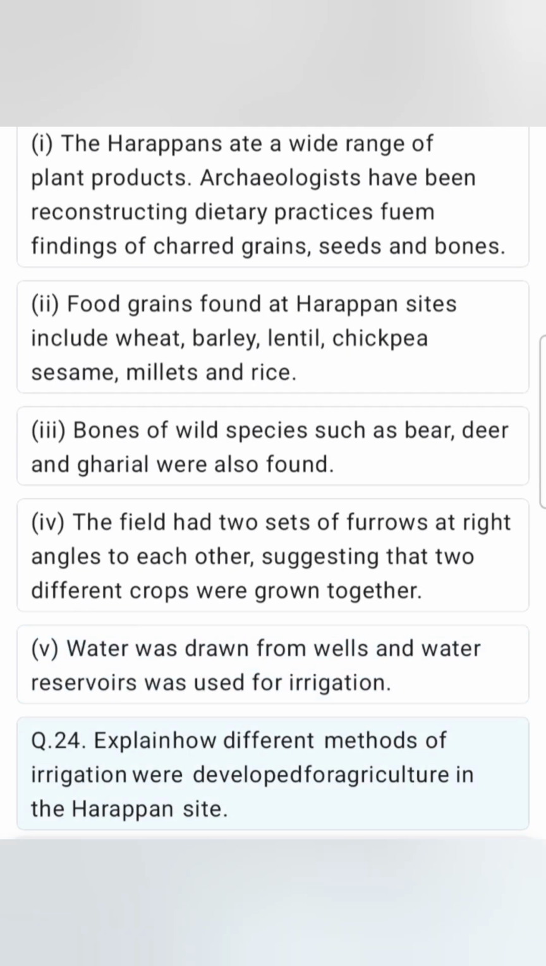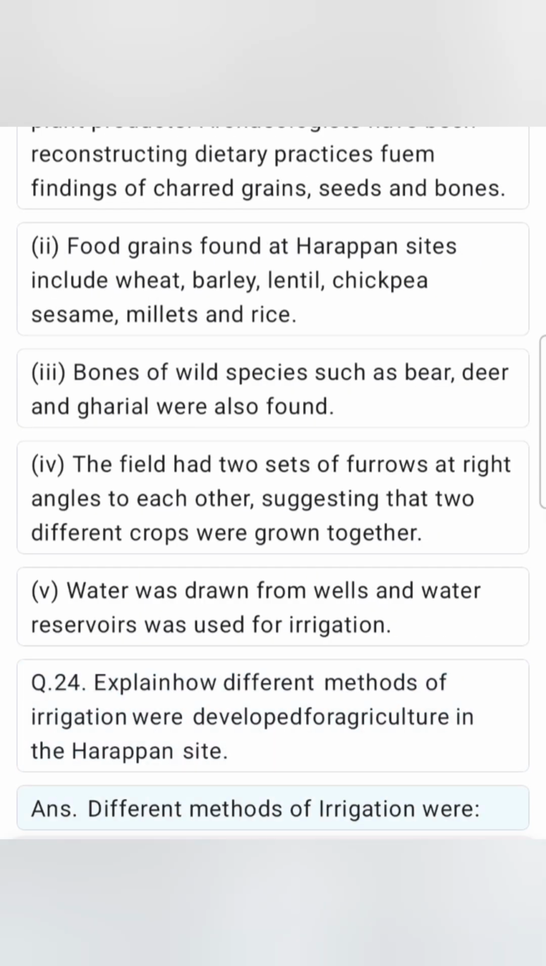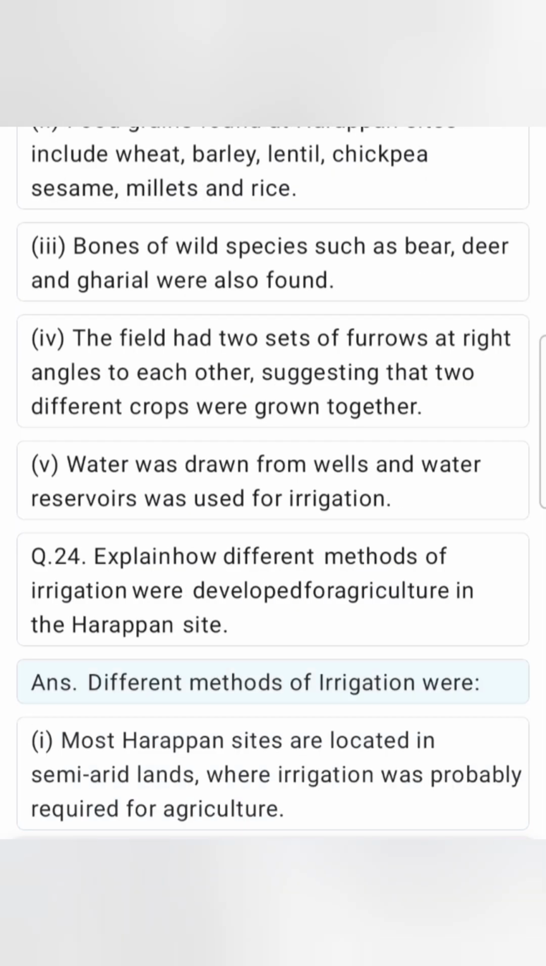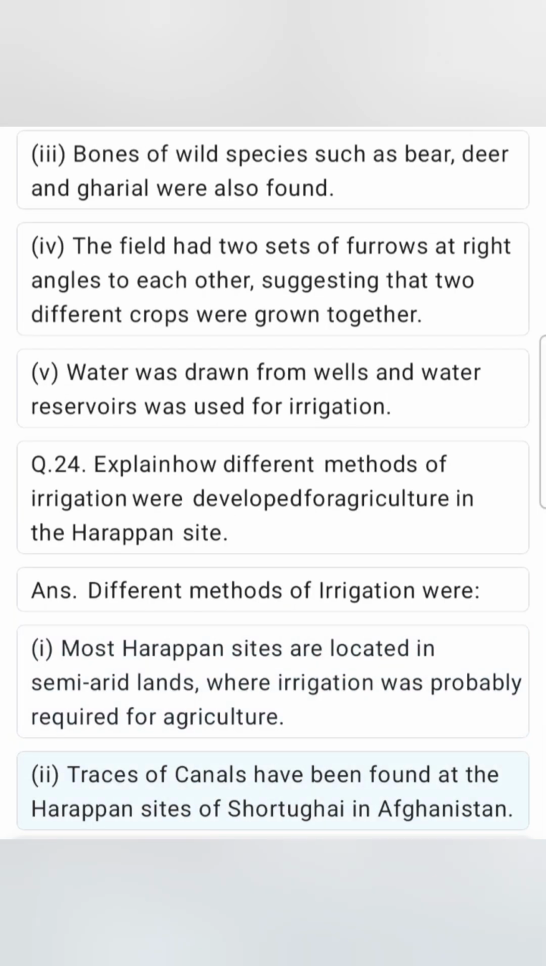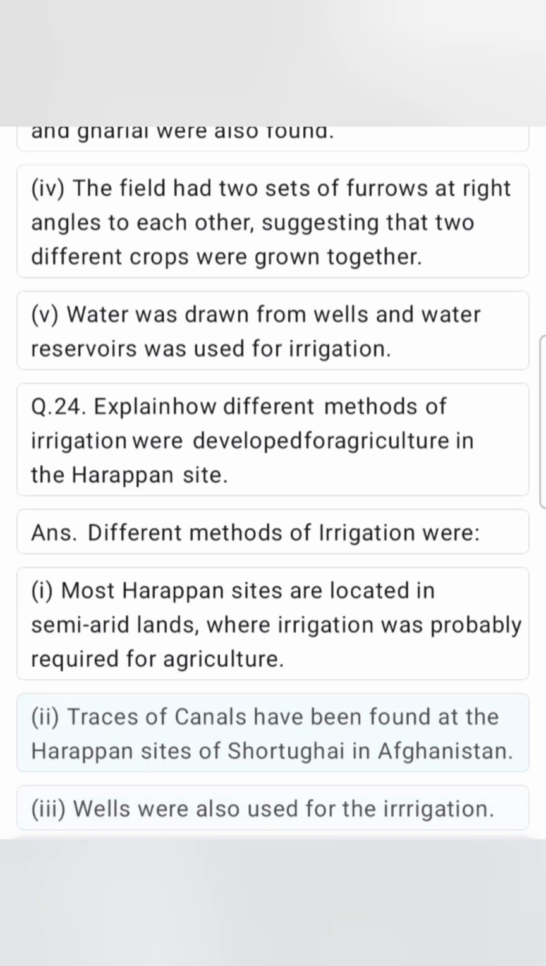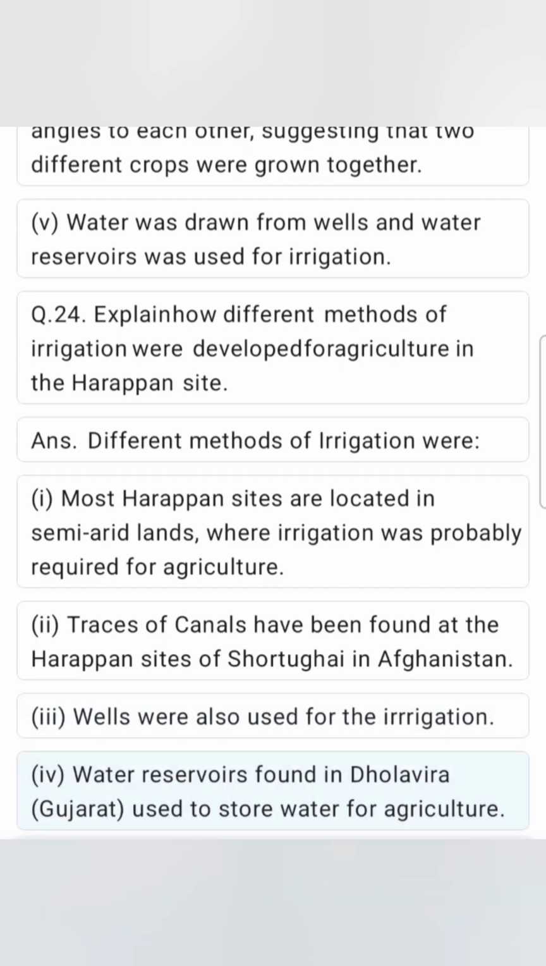Q. 24. Explain how different methods of irrigation were developed for agriculture in the Harappan site. Ans. Different methods of irrigation were: I. Most Harappan sites are located in semi-arid lands, where irrigation was probably required for agriculture. II. Traces of canals have been found at the Harappan site of Shortugai in Afghanistan. III. Wells were also used for irrigation. IV. Water reservoirs found in Dholavira, Gujarat, were used to store water for agriculture.